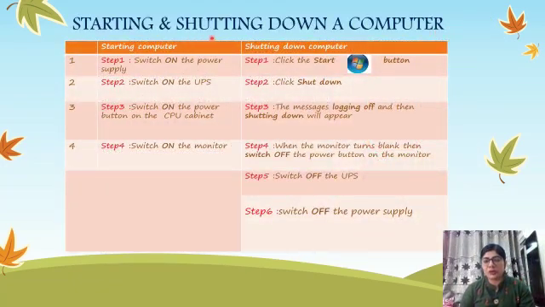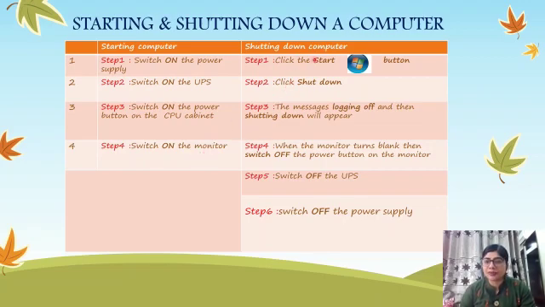Now we'll see how to start and shut down a computer. So first of all, steps for starting a computer. Step 1, switch on the power supply. Yes, turning on the power supply is very important because a computer is an electronic machine. It works on electricity. Step 2 is switch on the UPS. UPS is uninterrupted power supply. If you have this device attached to your computer, then turn it on. Step 3 is switch on the power button on the CPU cabinet. Then step 4 is switch on your monitor. Following these 4 steps assures that your system starts properly.